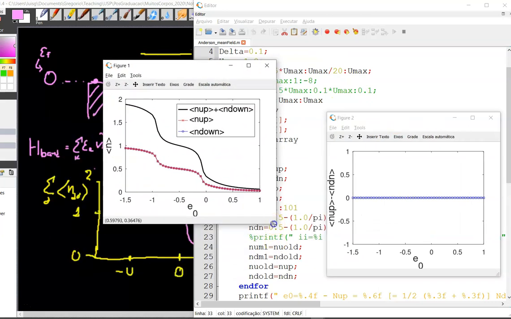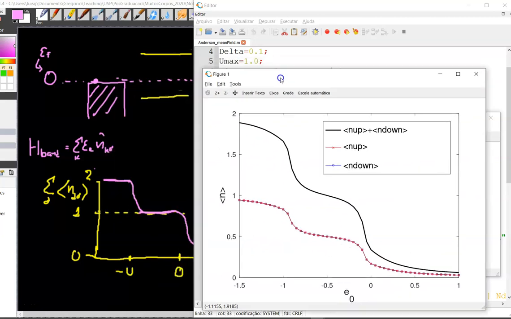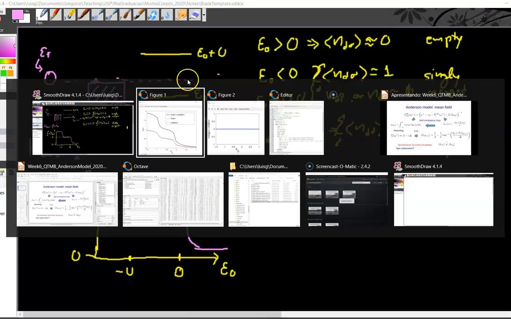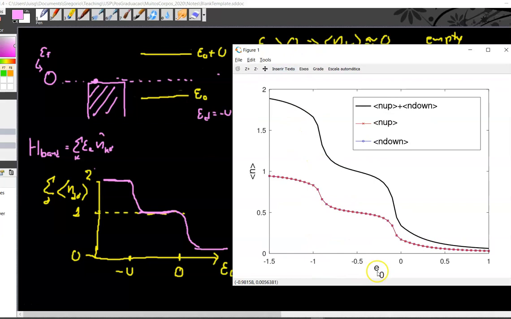So the first thing I want to share with you is this. The plot is qualitatively similar to what we had in our sketch. So look, this is looking good. For E naught very small, the occupation tends to 2. For E naught large, it will go to 0, and right in here in between -1 and 0 it stays around 1.